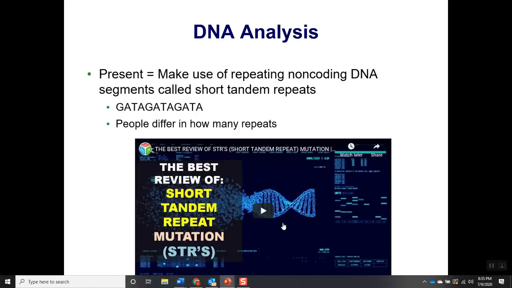Okay, so this video here, I'm hoping again that it will be loud enough for you to hear it, but it is a review of short tandem repeats. Again, short tandem repeats or STRs are just repeated small fragments of DNA that are between like 2 and 9 base pairs or so.